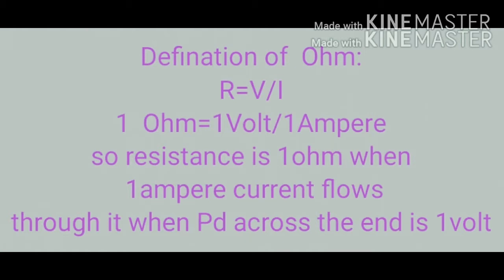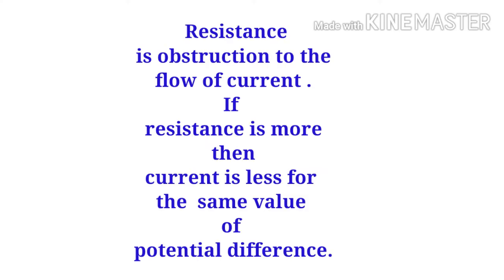In the previous session we discussed Ohm's law and got the relation between current and potential difference and their proportionality constant, that is resistance. Today we will discuss resistance and the factors on which resistance depends. Resistance is the obstruction to the flow of current. If resistance is more, then current is less for the same value of potential difference.